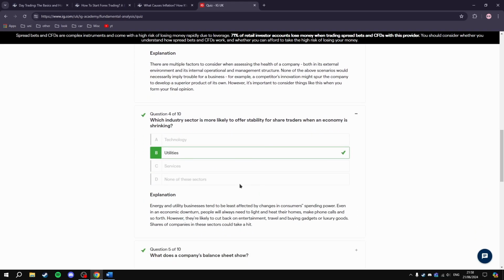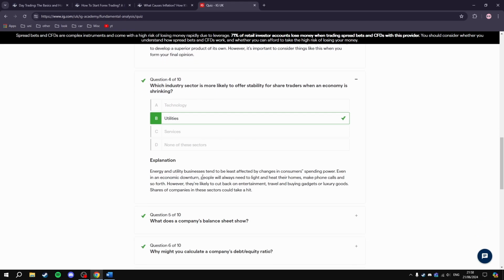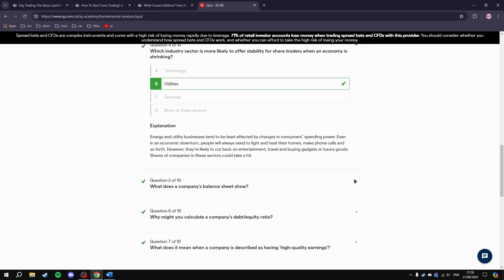Energy and utilities businesses tend to be least affected by changes in consumer spending power. Even in an economic downturn, people always need to light and heat their homes, make phone calls and so forth. However, they're likely to cut back on entertainment, travel and buying gadgets or luxury goods. Shares of companies in these sectors could take a hit.